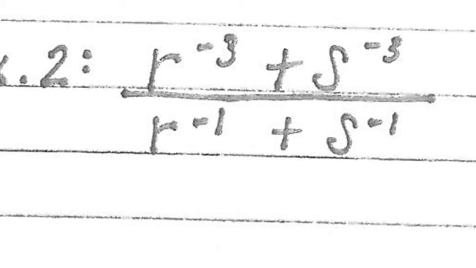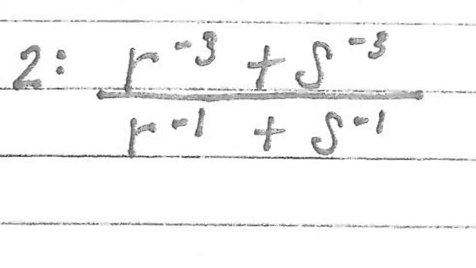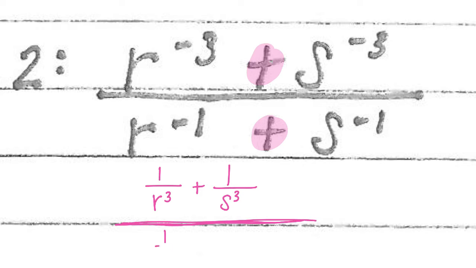But let's look at this. Notice that because of this plus sign right here and this plus sign right here, this is saying 1 over r to the third plus 1 over s to the third all over 1 over r plus 1 over s. So notice that we do need a common denominator for the top and for the bottom. On the top, the common denominator would be r cubed and s cubed. You would need all of that.